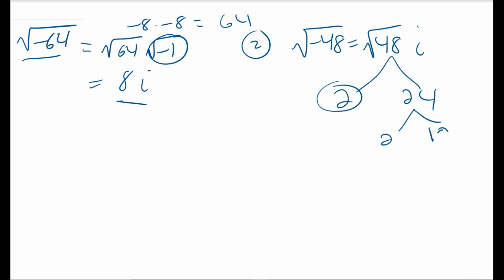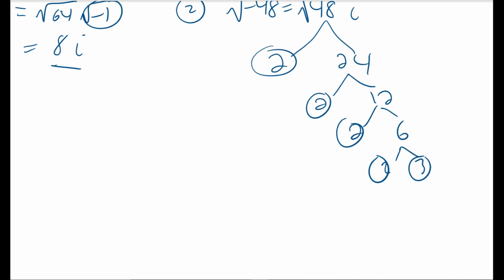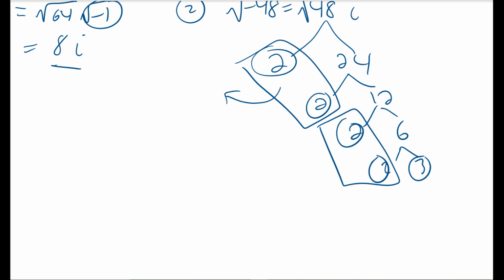2 and 12. Oops, I don't want to circle that because I can keep going with 12. 2 and 6. 2 and 3. And that's it. We can't go any further for factoring. So now you're going to box your pairs. So I see a pair of 2's here. I see another pair of 2's here. So this means that the boxed part goes out, the rest goes in.